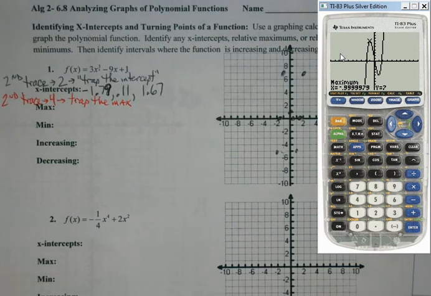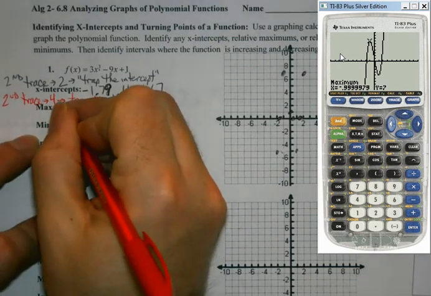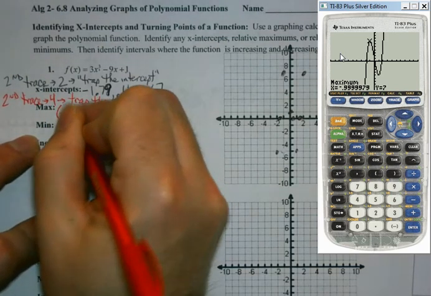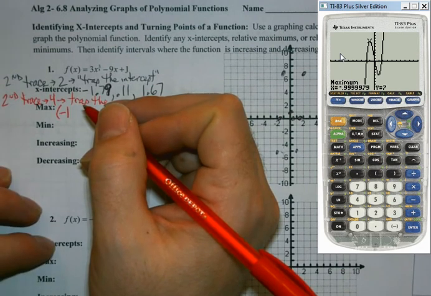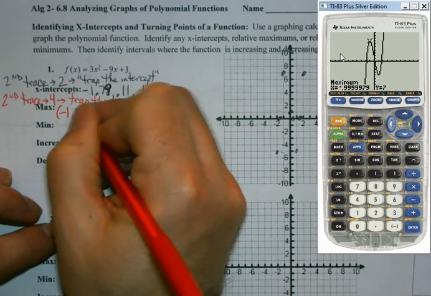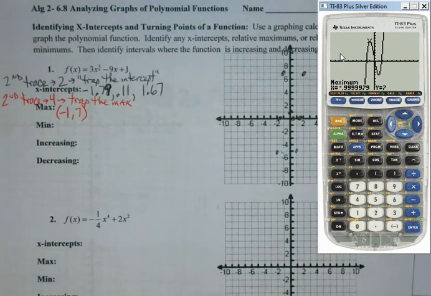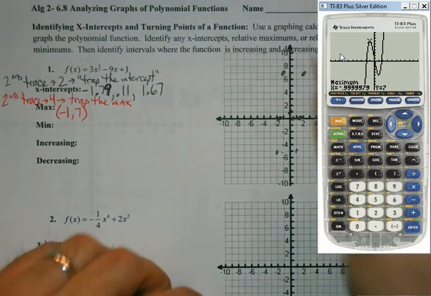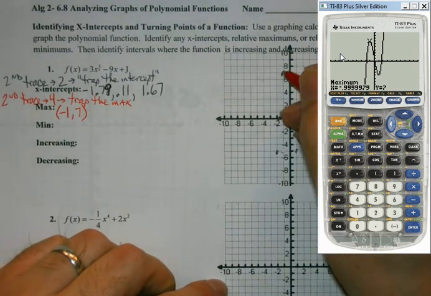So now here, my maximum looks to be at -1 if I round off to 0.9999, okay, 7. And I need to know both, the whole coordinate point, so when I'm graphing, I know where it's going to be.